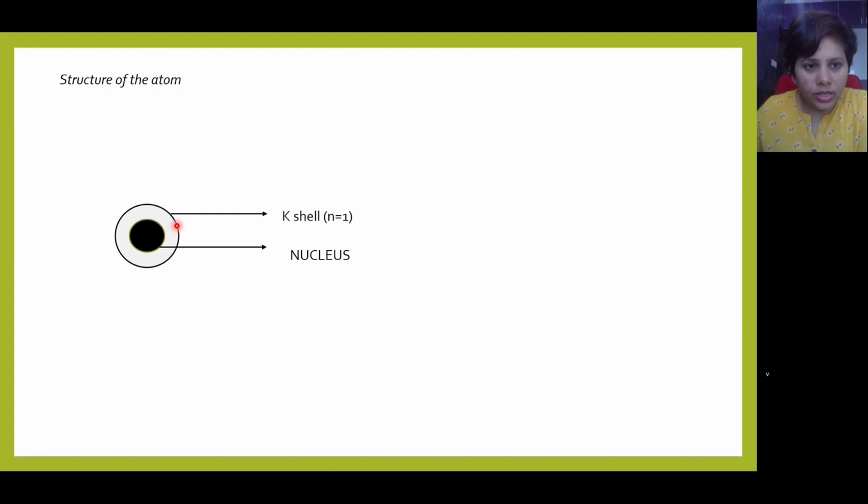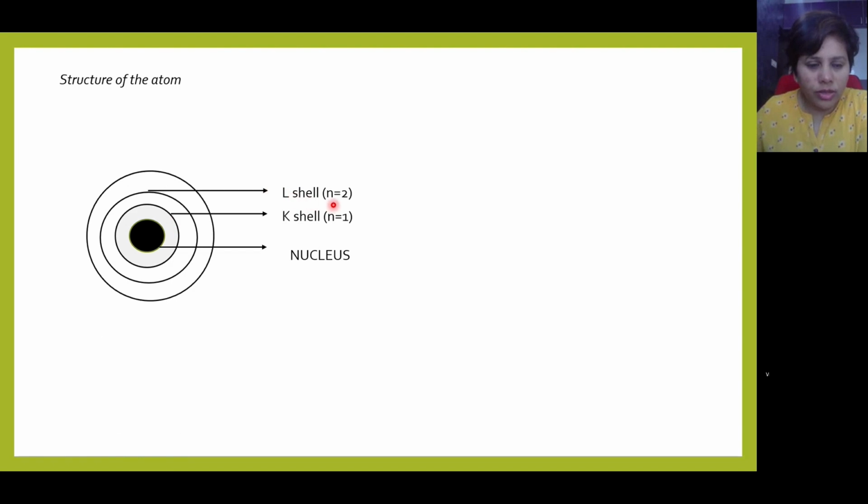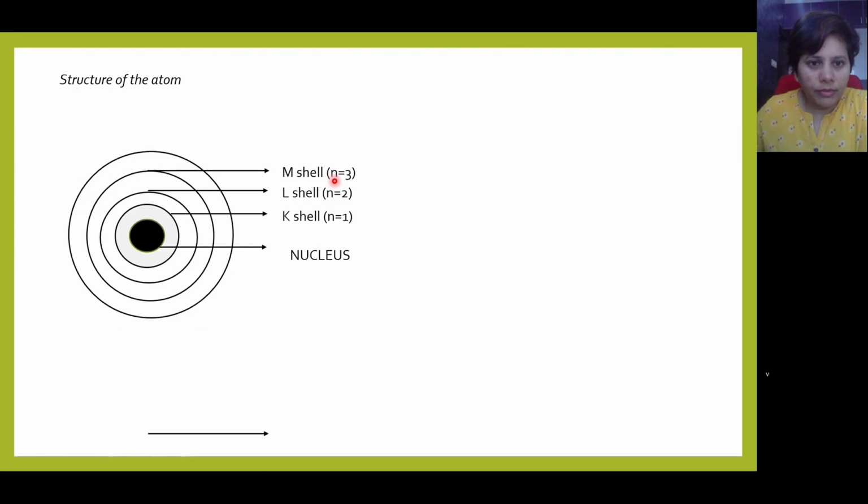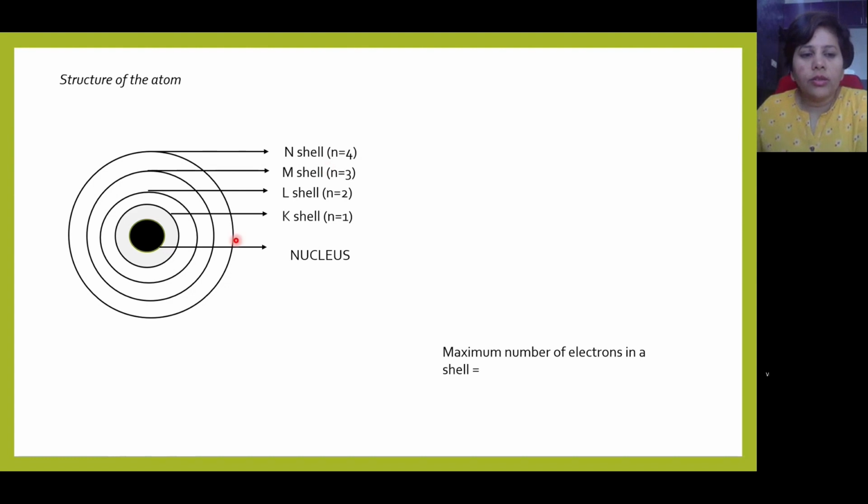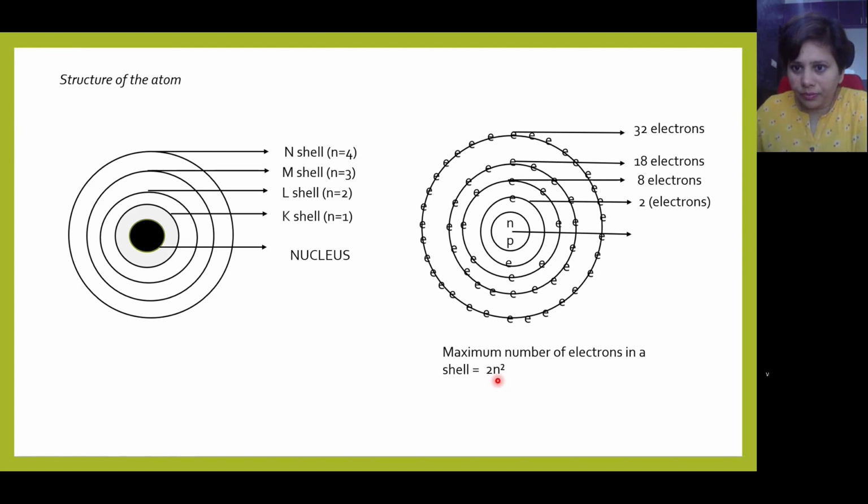The first shell is known as K shell, that is n is equal to 1. The second shell is known as L shell, n is equal to 2. The third shell is known as M shell, n is equal to 3, then N shell, or n is equal to 4. The first shell can accommodate a maximum of 2 electrons. The maximum number of electrons present in any shell is given by the formula 2n square, where n is the number of the orbit or shell.